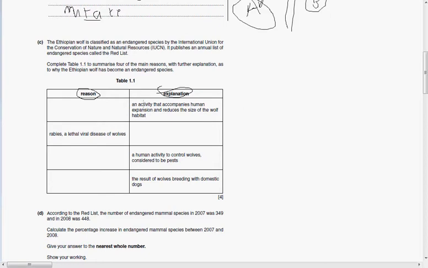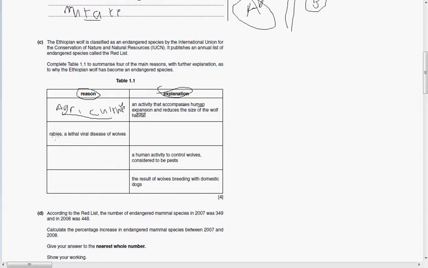An activity that accompanies human expansion and reduces the size of the wolf habitat, right? Accompanies human expansion means agricultural activity. Probably it can be agriculture, it can be other industries or anything that accompanies human expansion. I mean, humans are the ones, urbanization and all that can be included here, right?